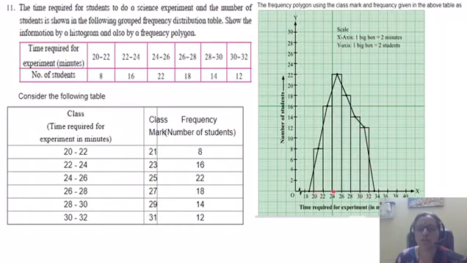This is your histogram. Draw all the columns. Use pencil and ruler and draw all these columns. This is your histogram. Now join the midpoints of the columns. Note down these midpoints of every column, the upper limit of this, and then join it with 19, 0, and here 33, 0. Join all these points. So this is your frequency polygon.